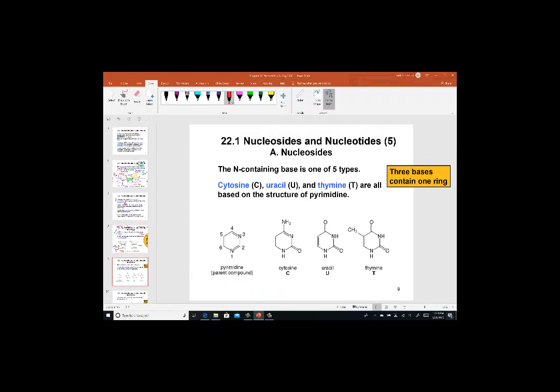Let's take a closer look now at those bases. So we said nucleosides have two components. We have the sugar, which is either ribose or deoxyribose, and the second thing we have is a base. There are 5 different bases, 3 of which have just 1 ring in their structure, and the other 2 have 2 rings in the structure. Let's look at the first of these bases, called pyrimidine. Pyrimidine, hear that sounded out? This is the parent compound. It is a 1-ring structure.